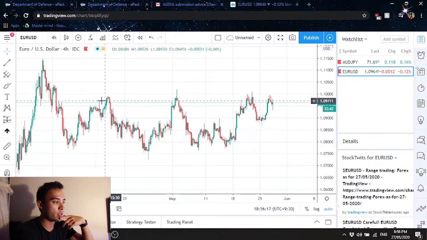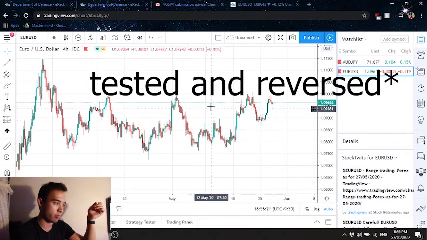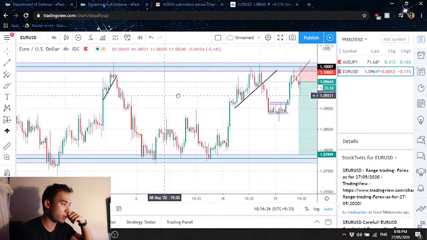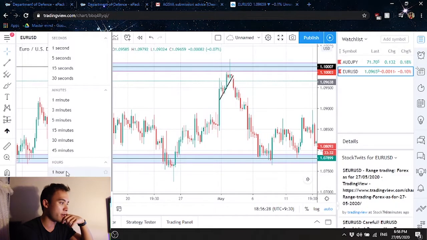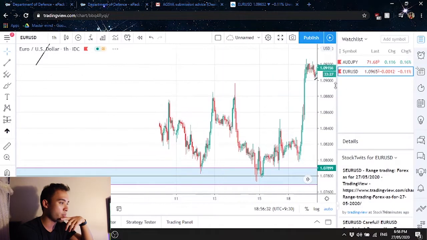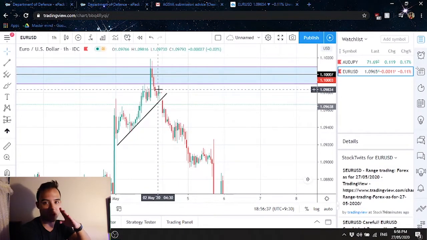So what I saw was, there was a point of resistance here. Every time we touched the resistance, it broke through. So I marked up the resistance. Next, what I did was I went down on the lower time frames. I think it was in the hour. And what I could see was, just as it was approaching the resistance, it was creating an upwards trend line.